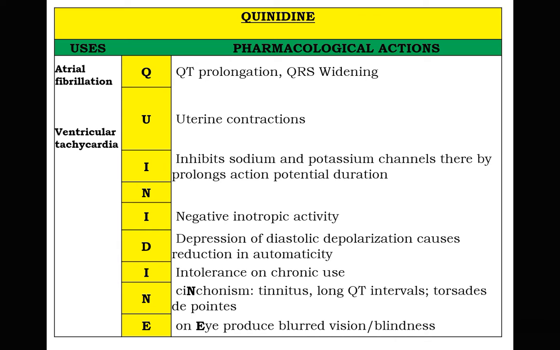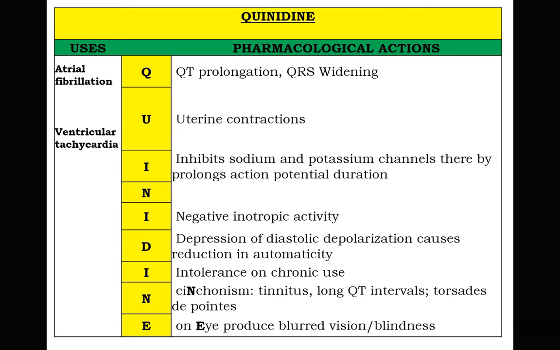U causes uterine contractions. I inhibits the sodium and potassium channels, thereby prolonging the action potential duration, which is the mechanism of action. Another I within quinidine is for inotropic activity, with a negative impact, negative inotropic activity. Then D, depression of diastolic depolarization, causes a reduction in automaticity. Then another I, after chronic usage, it produces intolerance.